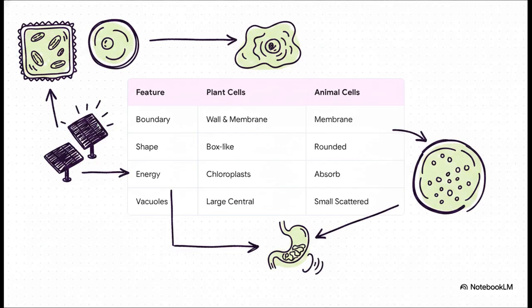For shape, plants are fixed and box-like. Animals are irregular and rounded. For energy, plants use their solar panel chloroplasts to make food, while animals must absorb theirs. And finally, plants feature that one giant central water balloon, the vacuole, while animals only have several small ones.